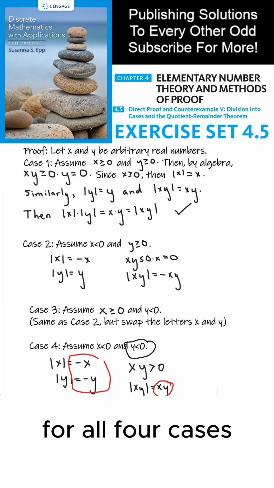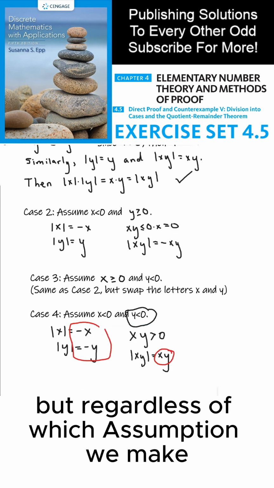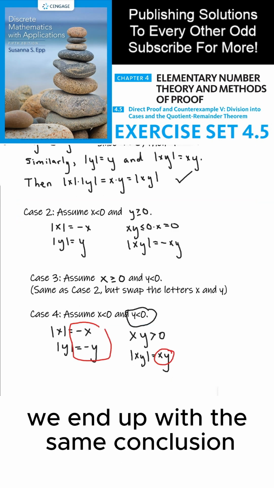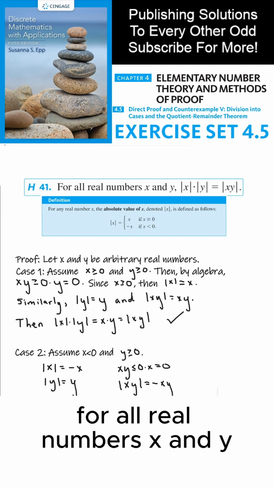And so now we have proven that the statement is true regardless of which case we assume. For all 4 cases, our assumptions were all mutually exclusive. But regardless of which assumption we make, we end up with the same conclusion. Therefore, we have proven that the statement is true for all real numbers x and y.